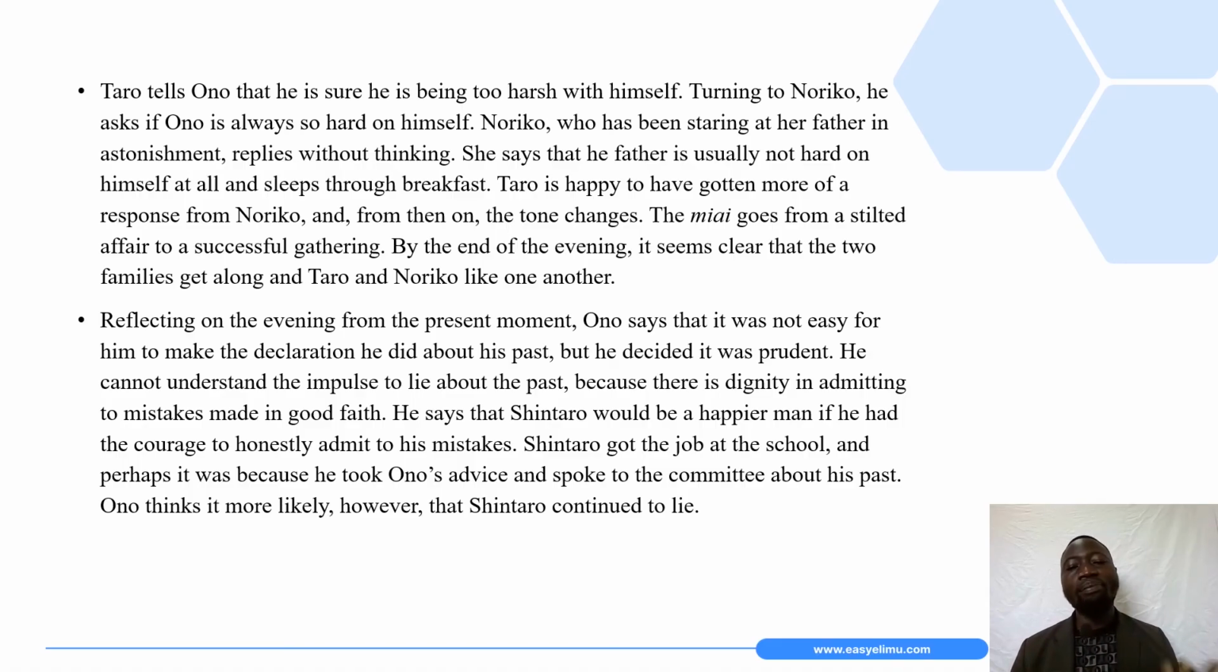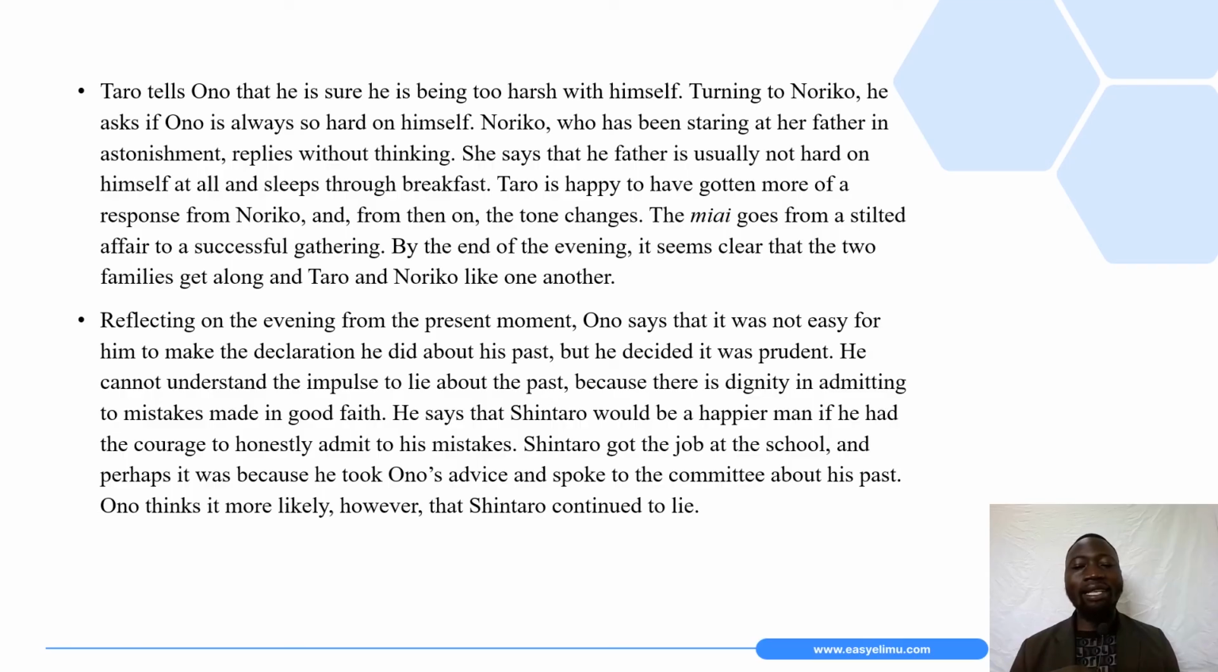So he cannot understand the impulse to lie about the past, because there is dignity in admitting to mistakes made in good faith. So he adds that Shintaro would be a happy man if he had the courage to honestly admit to his mistakes. So Shintaro got the job at the school, and perhaps it was because he took Ono's advice and spoke to the committee about his past.